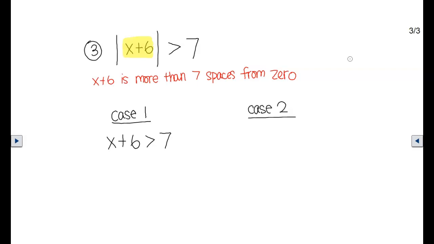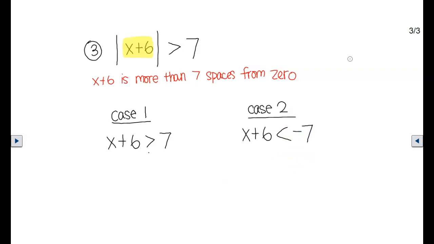All right, case 2. Remember, we have to take this and make 2 changes. We have to flip the inequality sign, make the number a negative. So it's still going to start out with x plus 6, but we're going to flip this inequality sign right here from greater to less, and we're going to change this positive 7 into a negative 7.